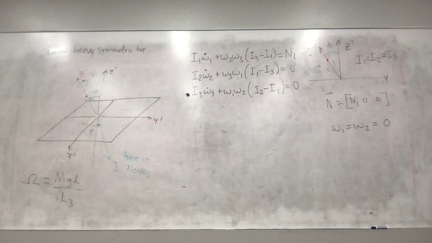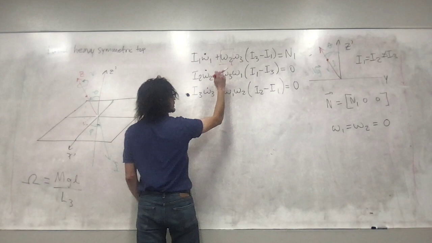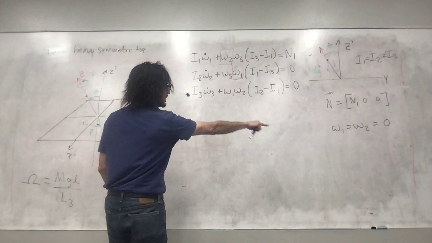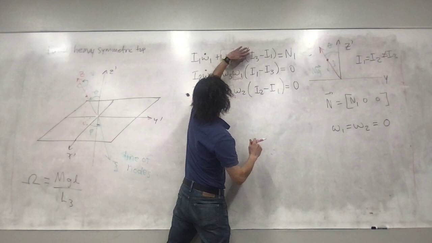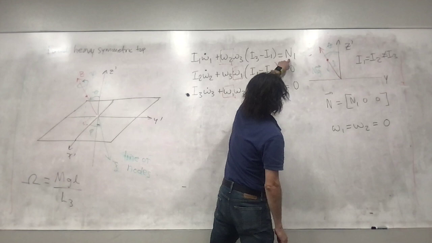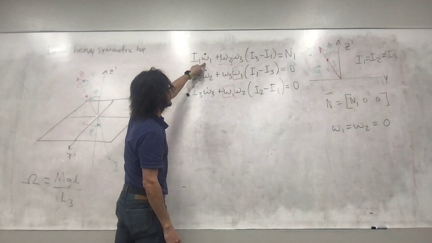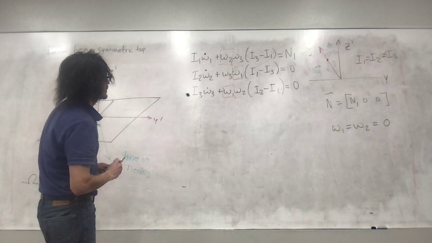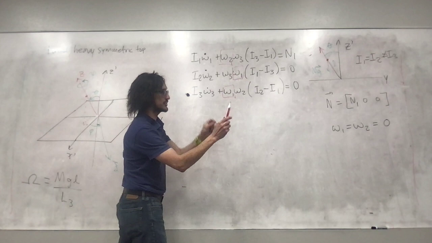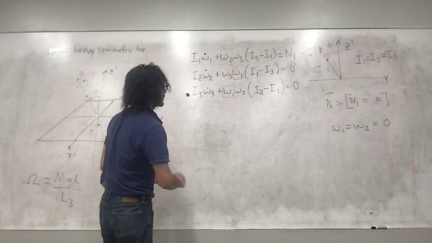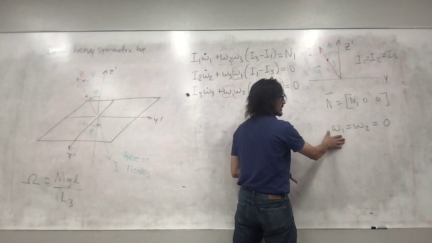Omega 1 and omega 2 are 0, and so initially this term is 0, and this one 0, and this one 0. So this whole thing is 0, this whole thing is 0, this whole thing is 0. But you have a torque over here, and so omega 1 dot is not zero. So that means that omega 1 is going to start to move. And so in the following instant after this, omega 1 is not zero anymore. So you have to remove that condition.